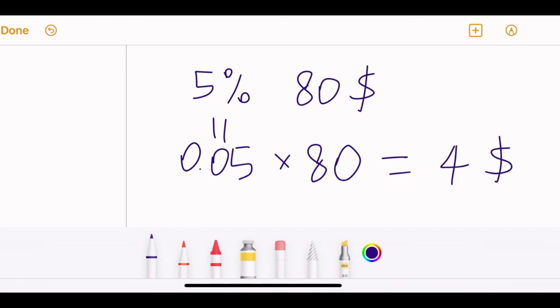And we're done. So whenever we see the word "of", because we're finding 5% of $80, we will do multiplication. You need to quickly relate these two whenever you have this in your question.